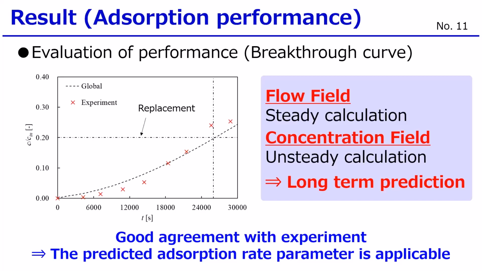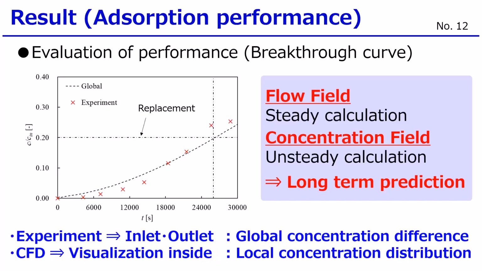Also, the flow field is a steady calculation, and the concentration field is an unsteady calculation. So we can perform long-term prediction. And we can measure the concentration only at the inlet and outlet by experiment. Also, by using CFD, we can visualize the inside of the filter. So we can obtain the local concentration distribution by CFD.